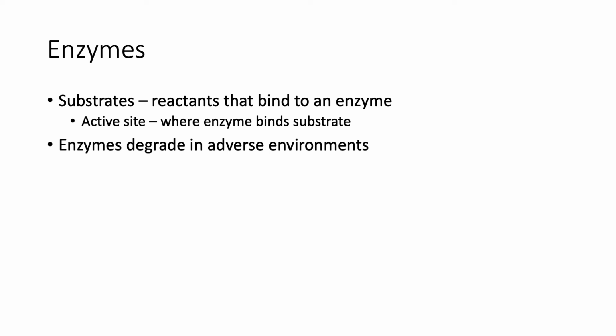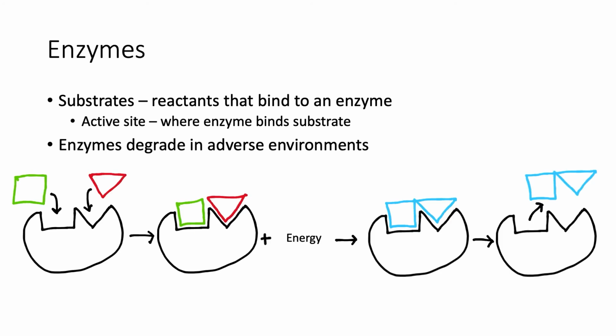So let's take a look at an example of a theoretical reaction involving an enzyme. We have here this big enzyme in black and 2 reactants, the green square-shaped protein and the red triangular-shaped protein. And they bind to specific sites on the enzyme designed for them to fit perfectly into. Then energy is added, probably in the form of 1 or more molecules of ATP, and then the enzyme breaks that ATP down into ADP and a phosphate.